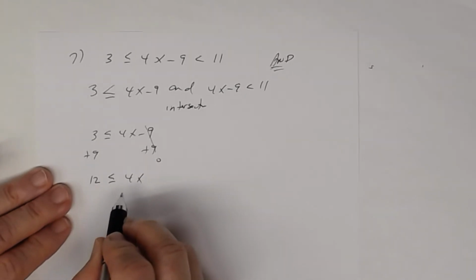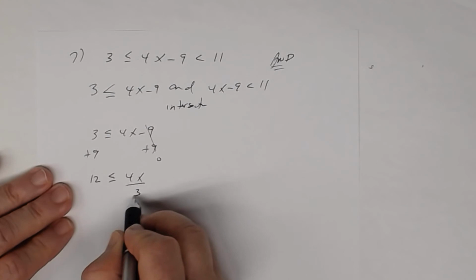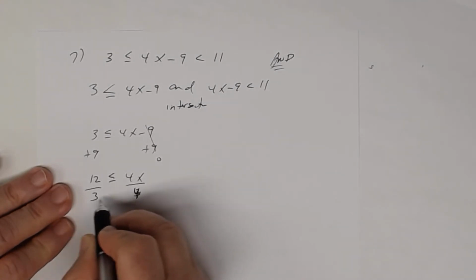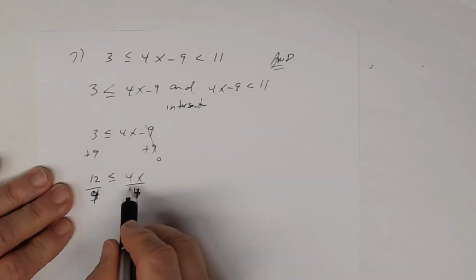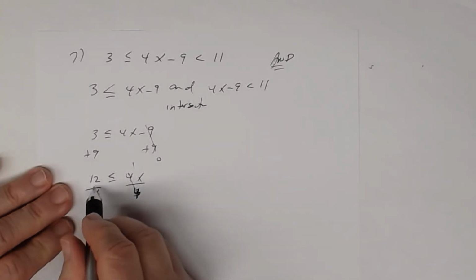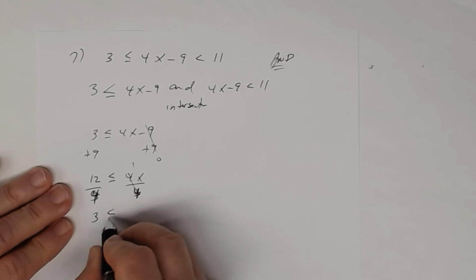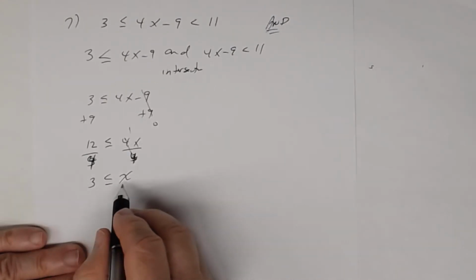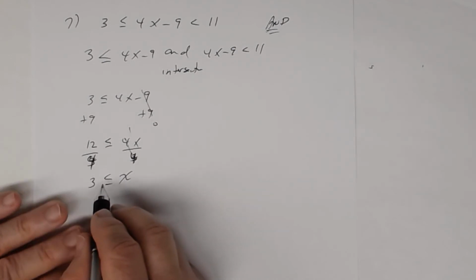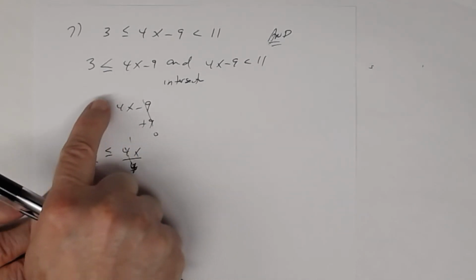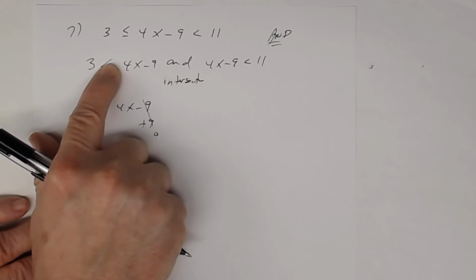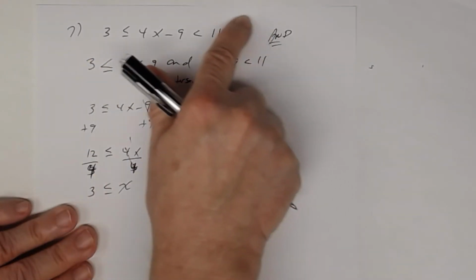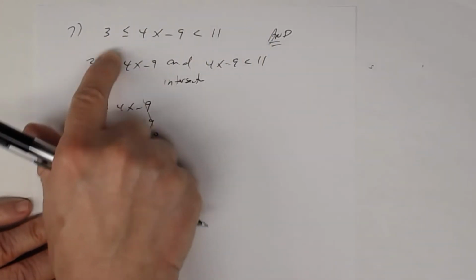It's equal to 4x. To get x by itself, I'm going to divide both sides by 4. And so 4 divided by 4 is 1. 12 divided by 4 is 3. All right, so I get 3 is less than or equal to x. Now remember, 3 is less than or equal to x is a solution to this inequality here. But I'm looking for the solution that satisfies this original compound inequality.